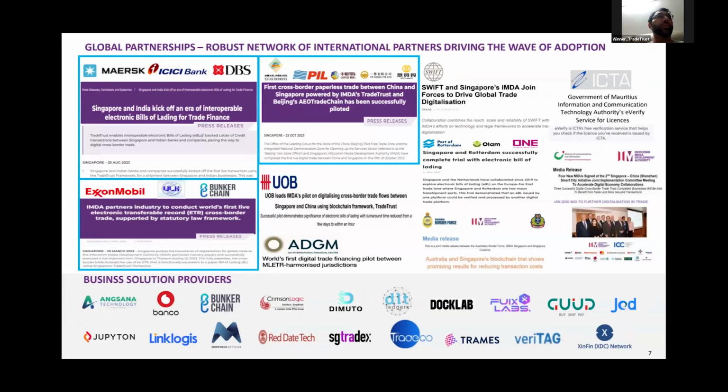Just to share briefly on our global partnerships, we work with the likes of MERS, ICICI, PIL, SWIFT, and even other government counterparts to ensure that we have a robust network of players on the network.